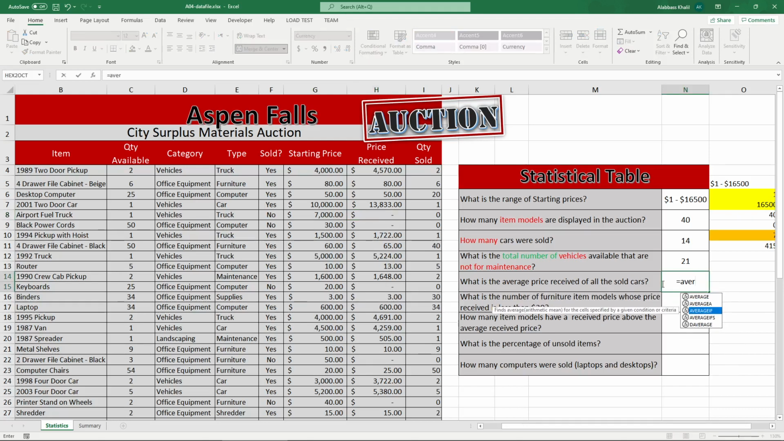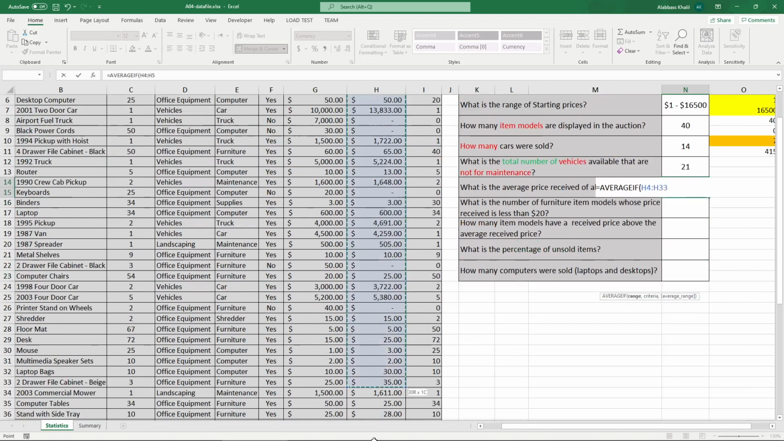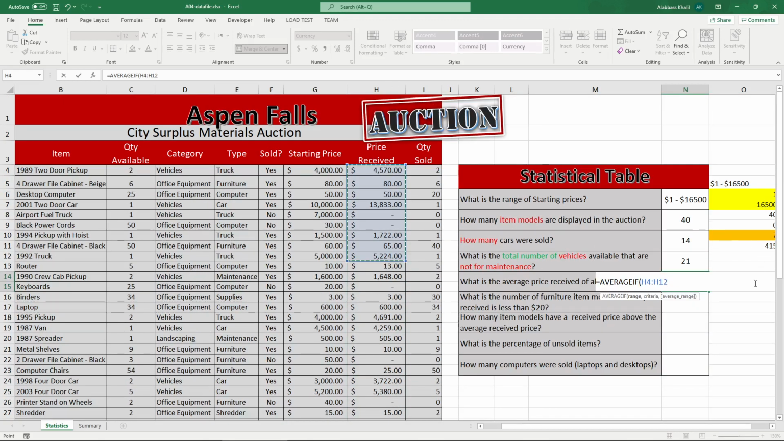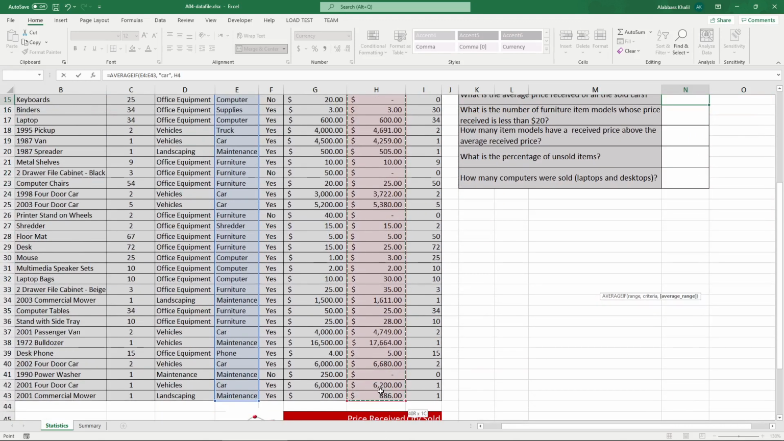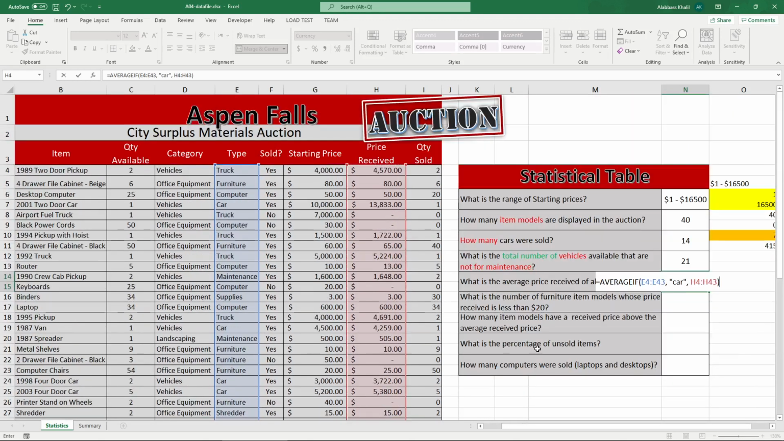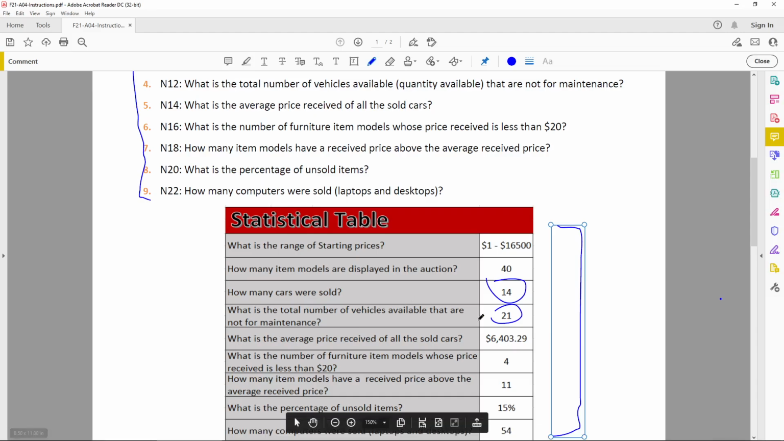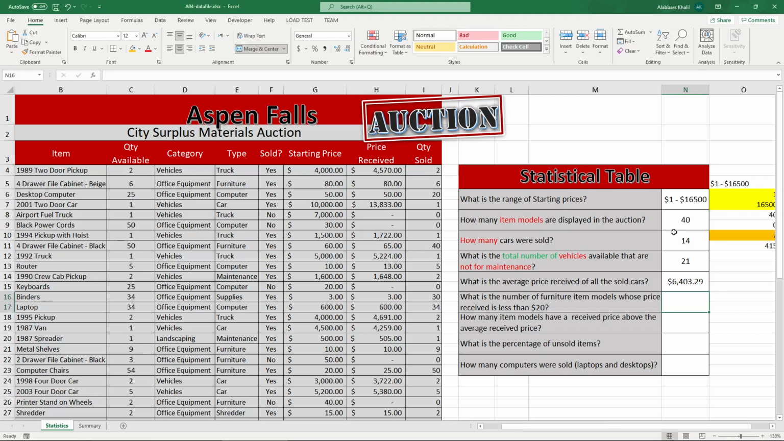So I'll write AVERAGEIF. My range is gonna be the price received. Oh, my bad. You actually have to first give it the range of what your condition is going to be on. So the type has to be car. And finally, similar to the SUMIF, the average range, you put it at the end. We get 6403, and it's here 6403, so the answer seems correct.